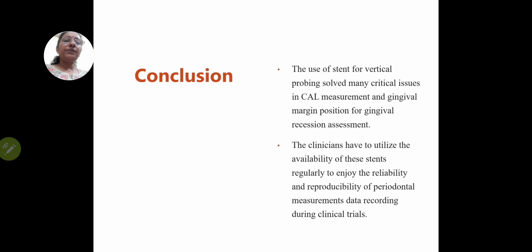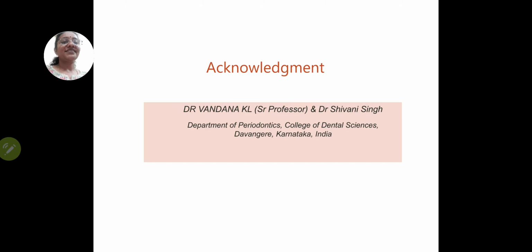To conclude my presentation, the use of a stent for vertical probing solves many critical issues in CAL measurements and gingival margin position for gingival recession assessment. Clinicians have to utilize the availability of these stents regularly to enjoy the reliability and reproducibility of periodontal measurement data recording during clinical trials.